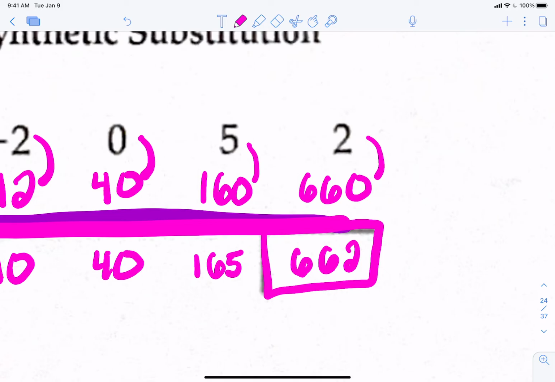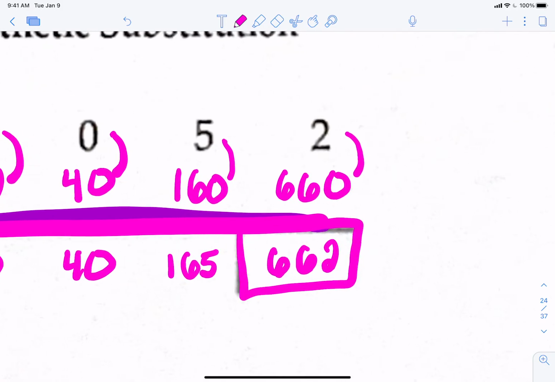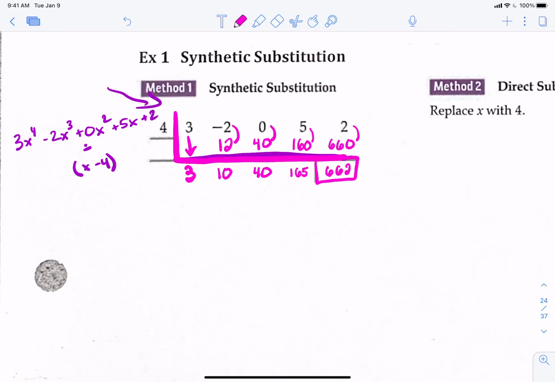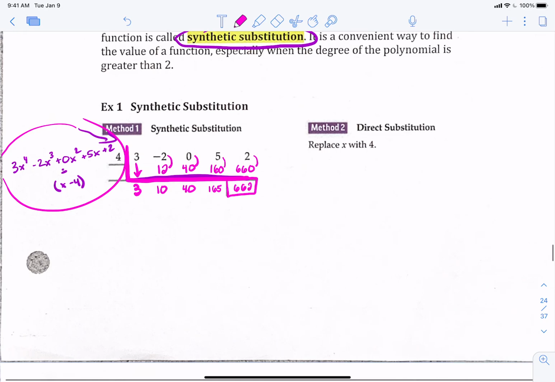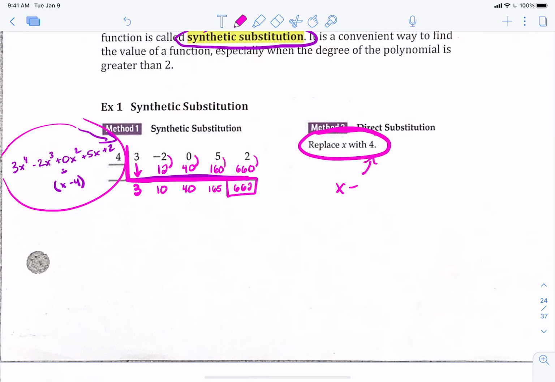But we have a fancy way of checking to see if it actually should be 662, right? This is what I was dividing. I was taking 3x to the fourth minus 2x to the third plus 0x squared plus 5x plus 2, and I was dividing by x minus 4. So we can replace the x with 4. We were dividing by x minus 4, but that means x is equal to 4. So that's what we're plugging in. We're plugging 4 in, okay? So let's plug 4 in.